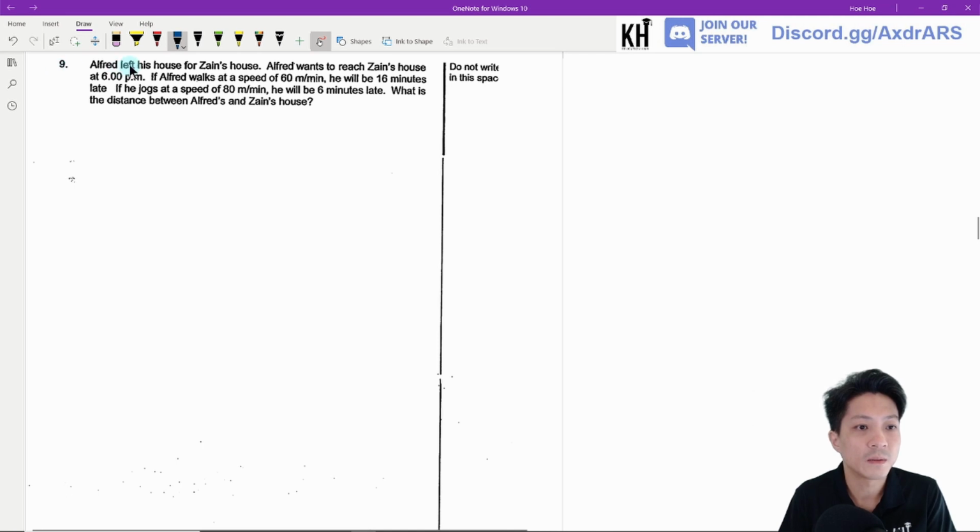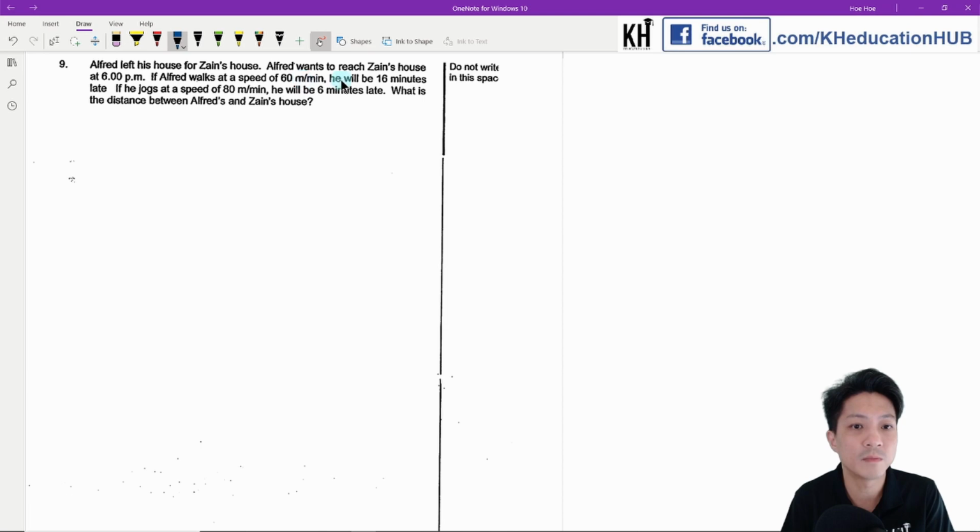Okay, question 9. Alfred left his house for Zane's house. Alfred wants to reach Zane's house at 6 p.m. If Alfred walks at a speed of 16 meters per minute, he will be 16 minutes late. If he jogs at a speed of 18 meters per minute, he will be 8 minutes late. What is the distance between Alfred's and Zane's house?